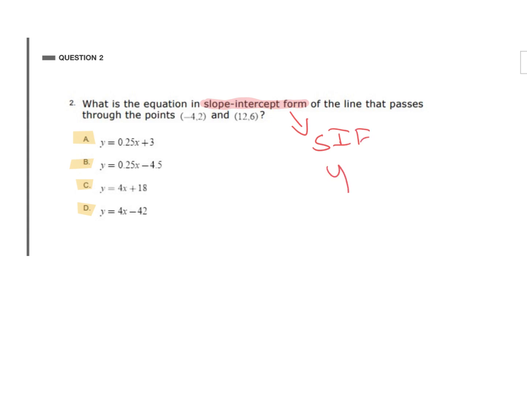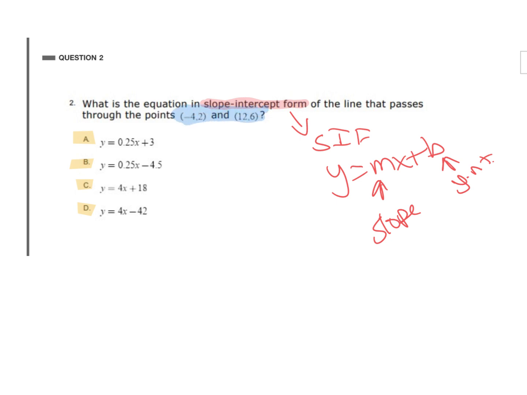Okay, that is my y equals mx plus b, where remember that the m is the slope, the b is my y-intercept. Okay, so I'm going to just go look at my answer choices, and they are all written in slope-intercept form. Okay, so now my next step is, well, the first thing I need, I have 2 points.